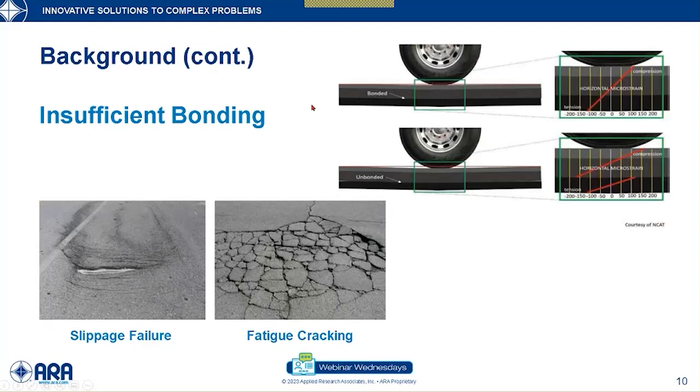In this slide, you can see how tracking will affect the bonding performance. If you can follow the picture at your top right, you can see if there is enough tack coat present in your pavement, it will be a well-bonded asphalt pavement. You can see the microstrain that will be experienced at the very bottom of the asphalt layer will be low. But if there is not enough tack coat present between different layers of your asphalt pavement, your pavement will be unbonded, as you can see, and the microstrain that will be experienced by the bottom of your asphalt layer will be significantly higher than a bonded pavement. And due to this insufficient bonding, that will cause pavement distress like slippage failure and fatigue cracking.